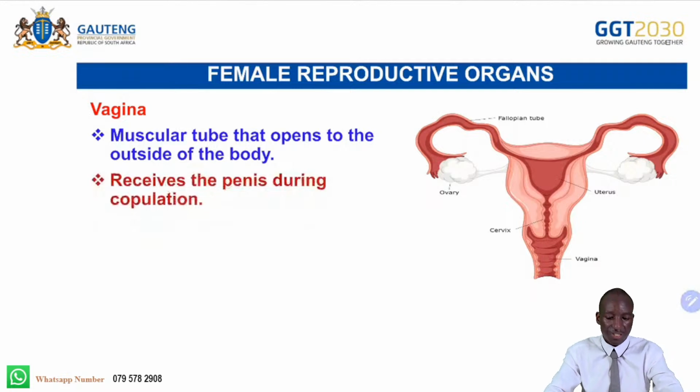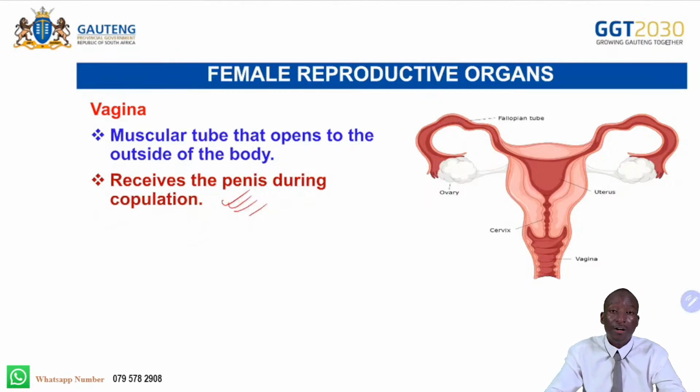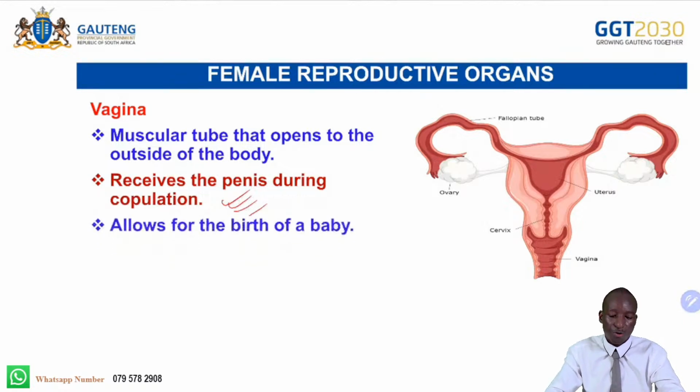It is the one which receives the penis during copulation. Then it also allows for the birth of a baby. So during birth, the baby passes through the vagina, which means the baby is going to move from the uterus all the way through the cervix, then out through the vagina. The vagina is the opening to the outside of the female body. So that's when and where the baby comes out during birth.